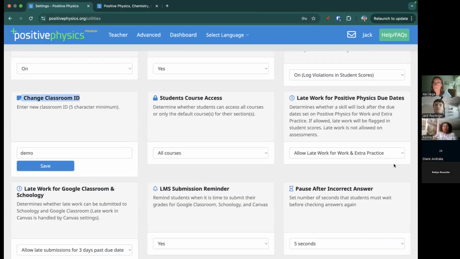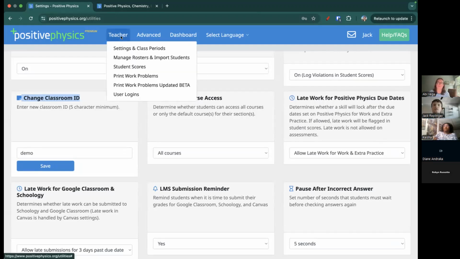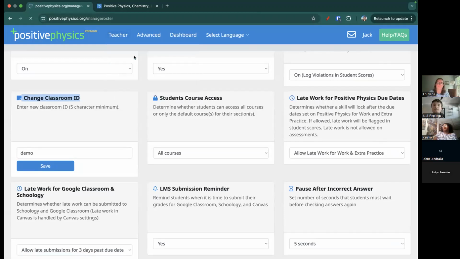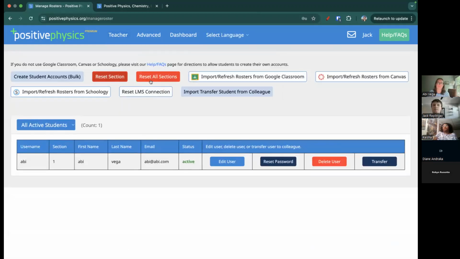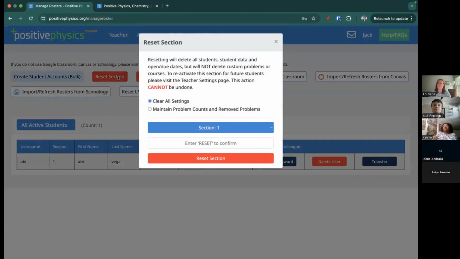Yeah, we haven't cleared out anything, we haven't even cleared out your students. If you do want to clear out your students, Abby, if you go to teacher and manage rosters, there's a reset button where you can reset your stuff. And if you click on that reset, you can decide whether you want to clear out everything or whether you want to keep the customization stuff that you've made before. So Keisha, you might want to keep that, maintain problem counts and remove problems if you made any customization, so that you keep that from one year to the next.